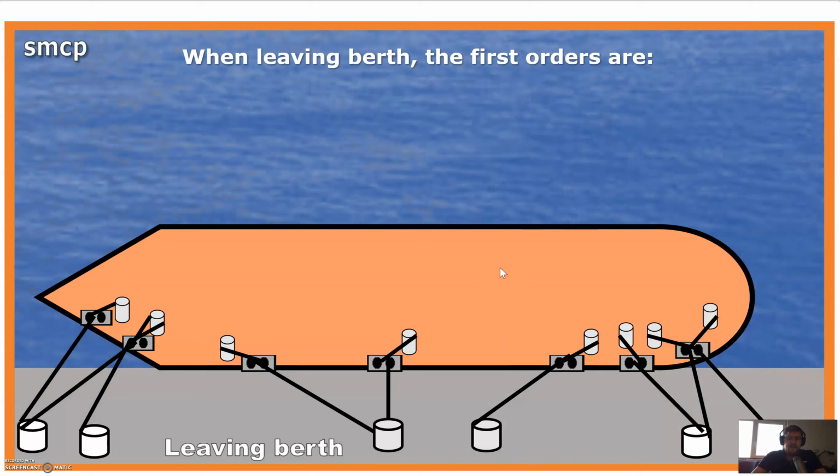And we have those special Panama ones, because in the Panama locks you go up and down a lot. And they basically lock the line through, they loop it through an opening. So, when leaving berth, your first orders that you have to take into account are standby engines.